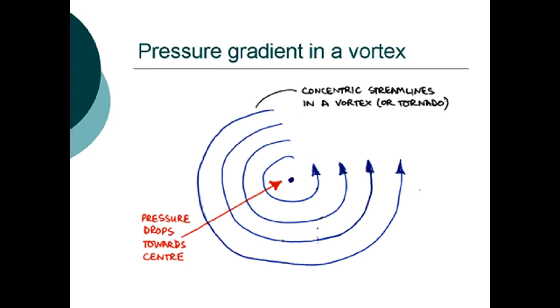Do this like this. The pressure, if we go here, is higher than the pressure there. But that pressure is higher still than the pressure there. And that pressure is higher still than the pressure there, and so on. So what you can see immediately is that here in the middle, we have a very low pressure indeed.